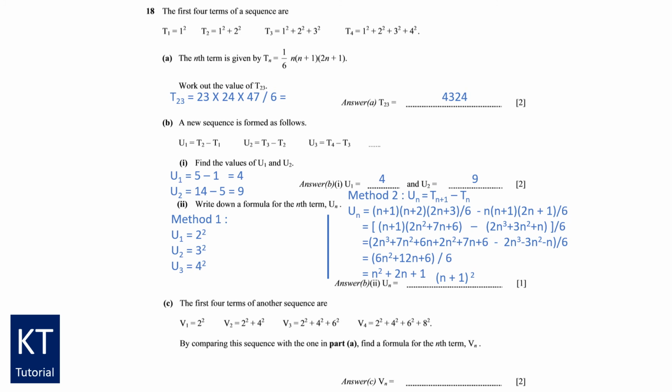Question 18c. The first 4 terms of another sequence are as stated. By comparing this sequence with the one in part A, find a formula for the nth term Vn. From the observed pattern, Vn is equal to 2 to the power of 2 Tn, leading to this being the product of 2n with n plus 1 with 2n plus 1 divided by 3.